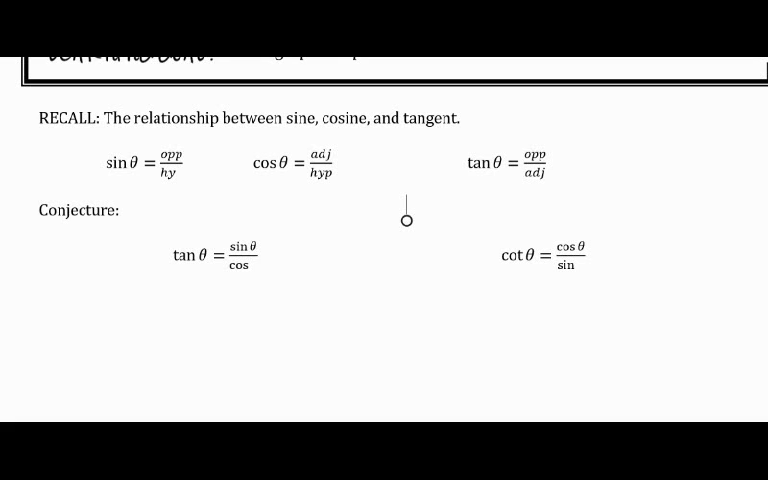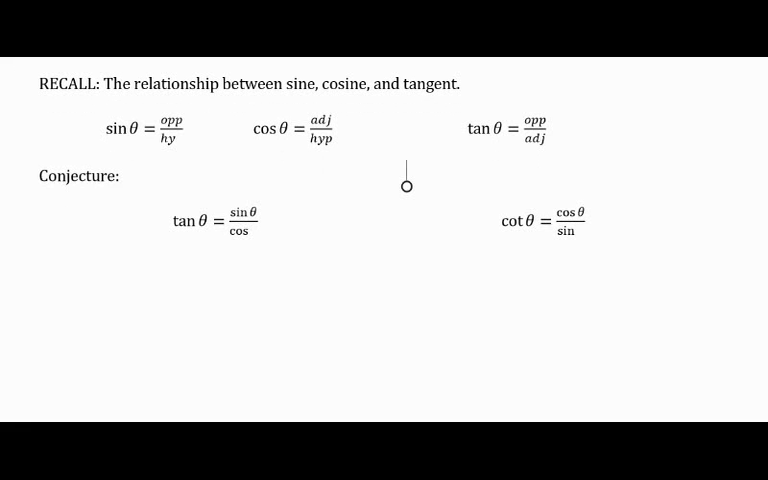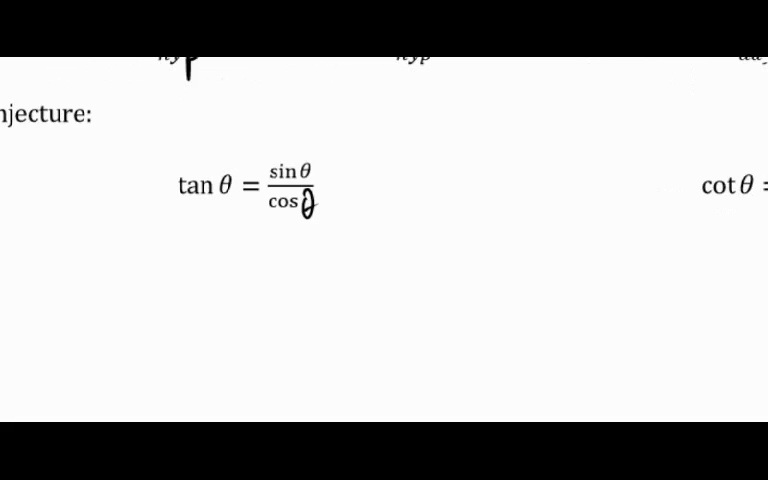Okay. So we're not doing identities in this unit. It is the next unit. We're going to do a little bit of a refresher right now to get our ball rolling and remind us of a couple of things. So here's the conjecture. Remember, sine is opposite over hypotenuse, cosine is adjacent over hypotenuse, and tangent is opposite over adjacent. So my conjecture is that tan theta is the same as sine theta over cosine theta.